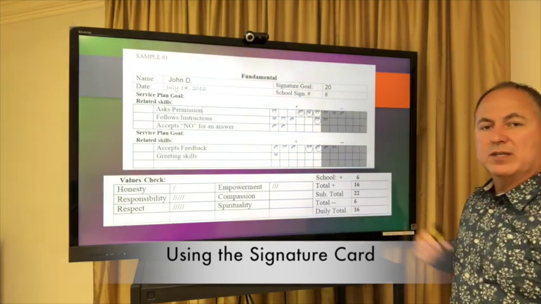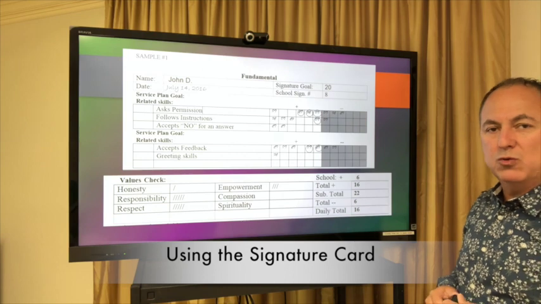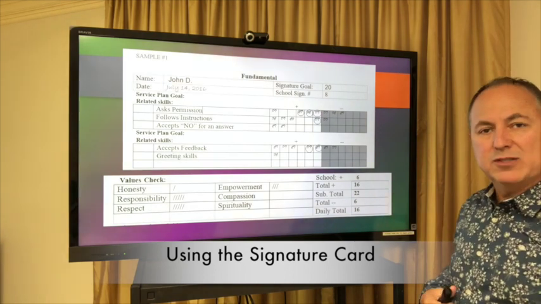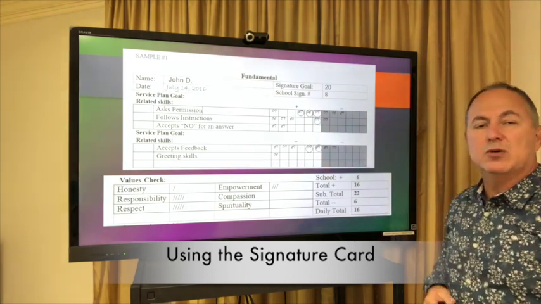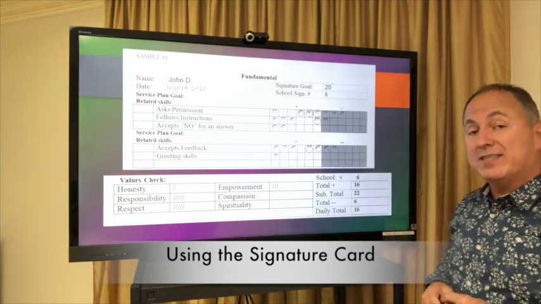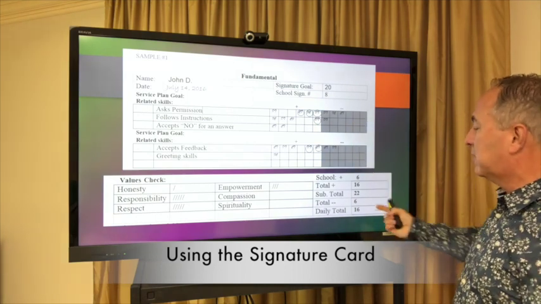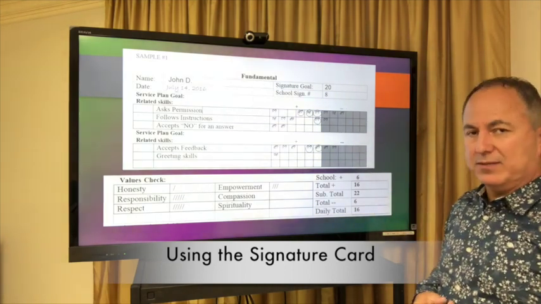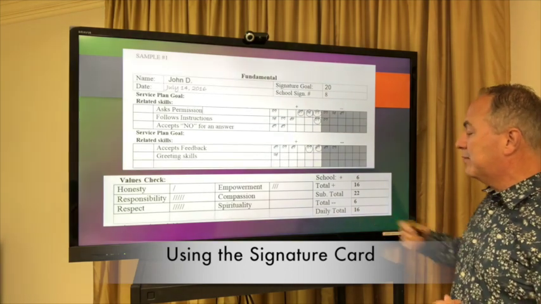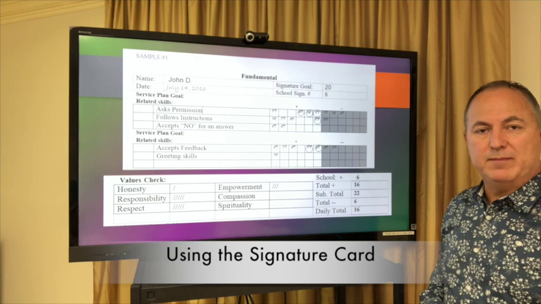And then if we look at the numbers here, John had 6 of his signatures earned from his school. He had 16 positive signatures earned throughout the day, which gave him a subtotal of 22 positive signatures. And then he had 6 corrective signatures over here in the shaded boxes. So we subtract the corrective signatures away, and that leaves him with a total of 16. That's where his card sums up.